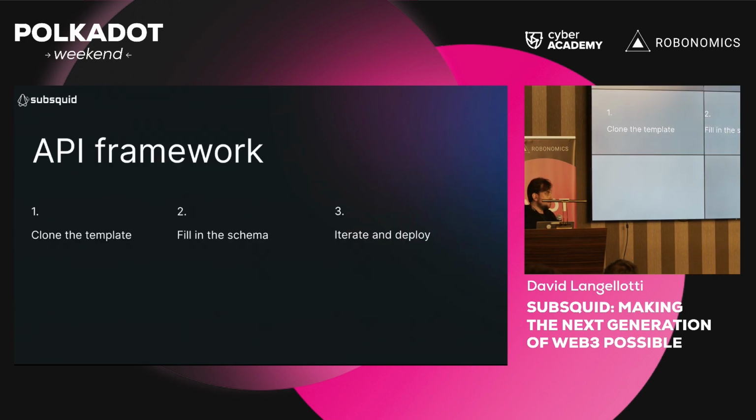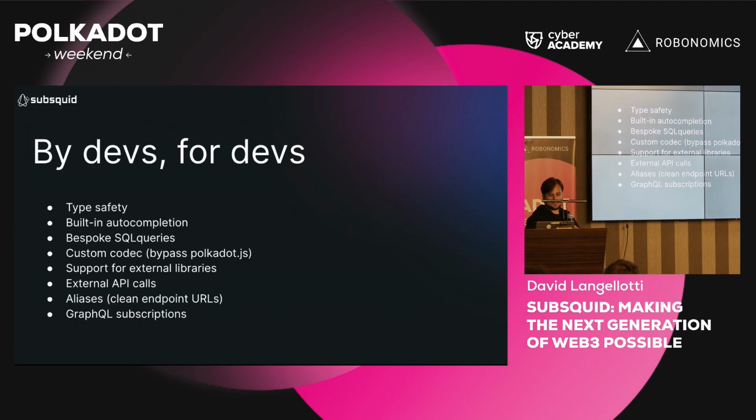So, just a very simplified look at how to build with Subsquid. You clone the template on our GitHub. You fill in the schema. It's a lot like building with The Graph. It's just the stuff behind the scenes is making it go a lot faster. Then you iterate and deploy.